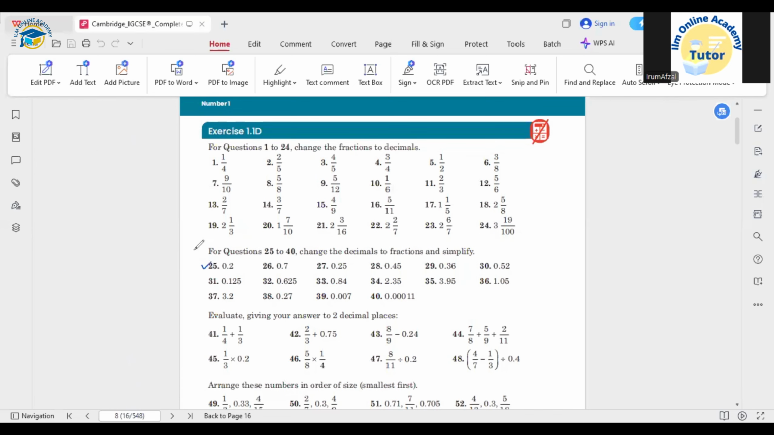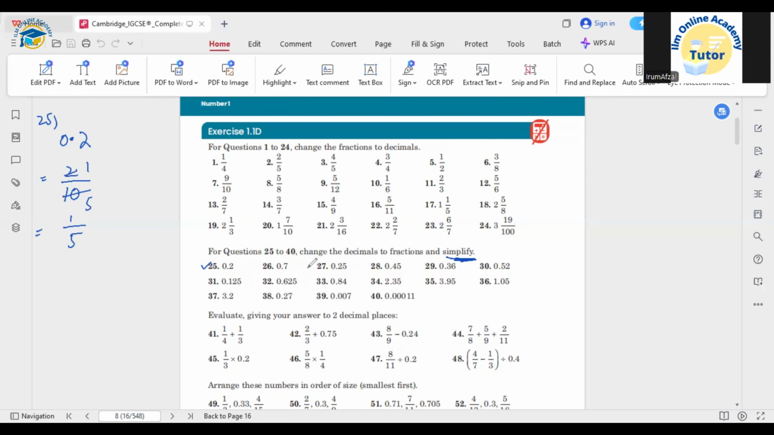So let's go on with the first one, the 25th part, and they gave us 0.2. To change it into the fractional part, we need to write it as 2 by 10. At the place of the decimal point, you write 1, and then count how many numbers they gave after the decimal point and put that many zeros. Now this can be simplified: 2 times 1 is 2, and 2 times 5 is 10. So your answer is 1 by 5. You need to simplify as well. Every time you need to give a simplified form.